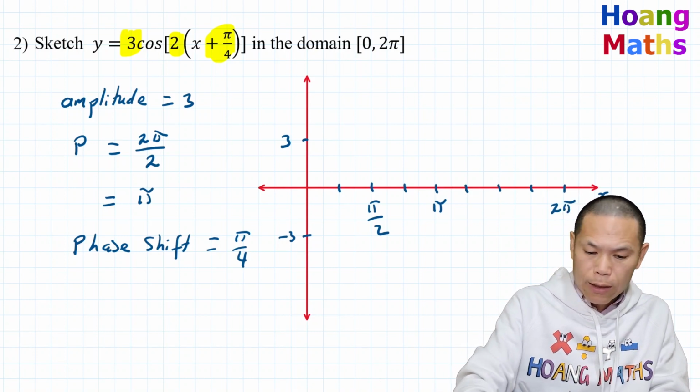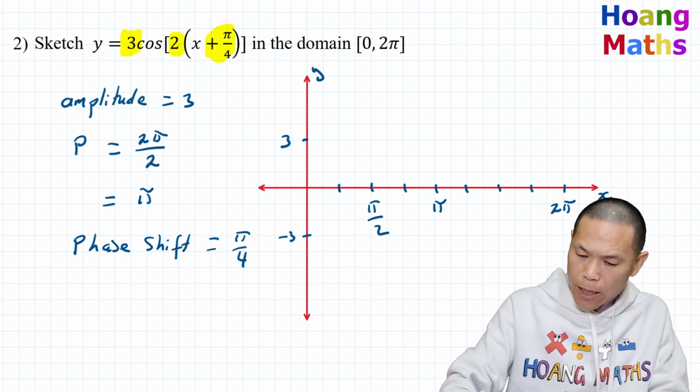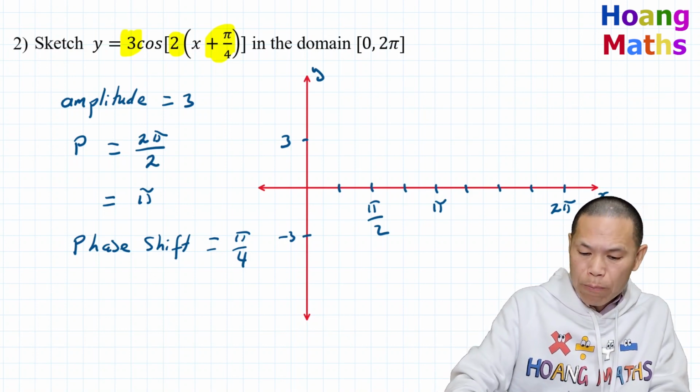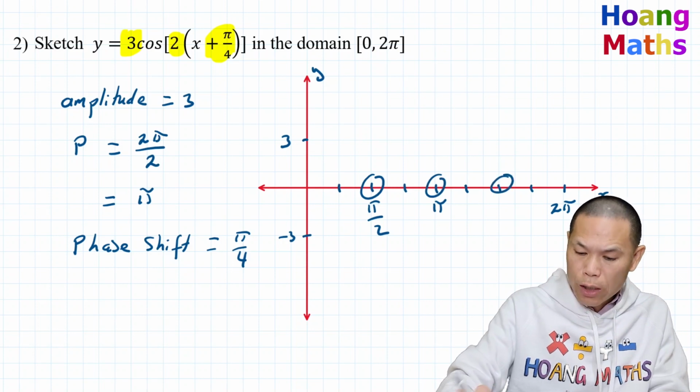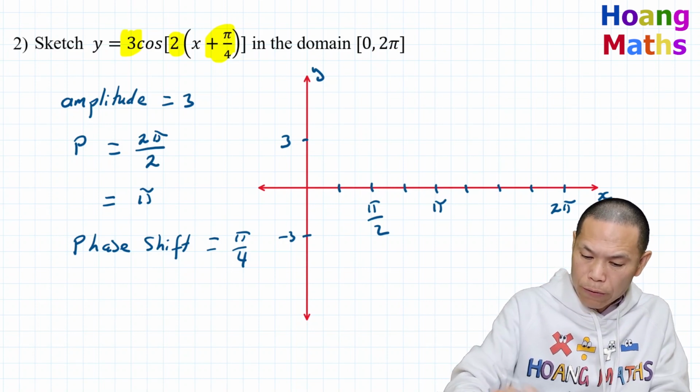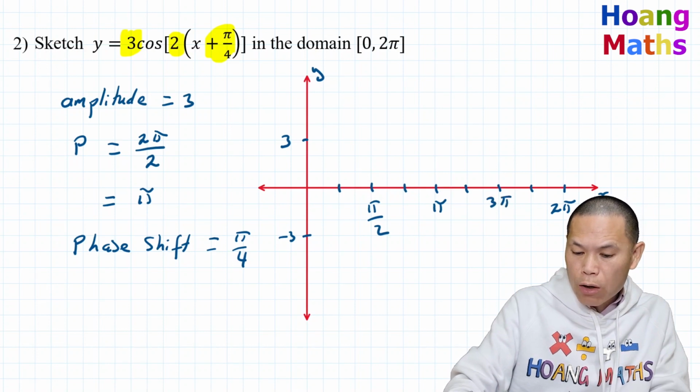So this is x, this is y. And then now, just remember this is how you count. So halfway, pi over 2, 2 pi over 2, 3 pi over 2. So let me just clear this first. So this is 3 pi over 2.